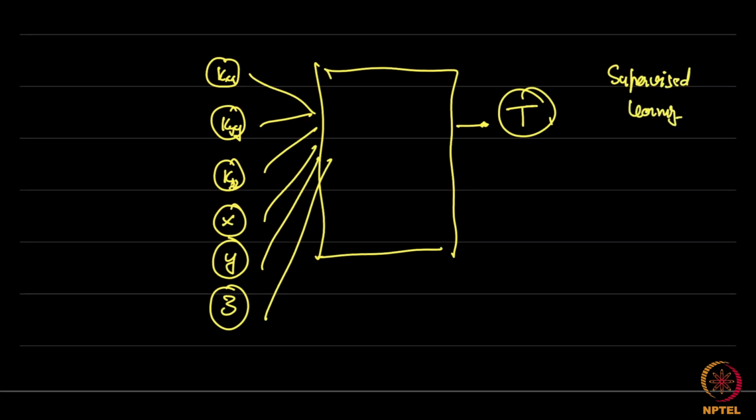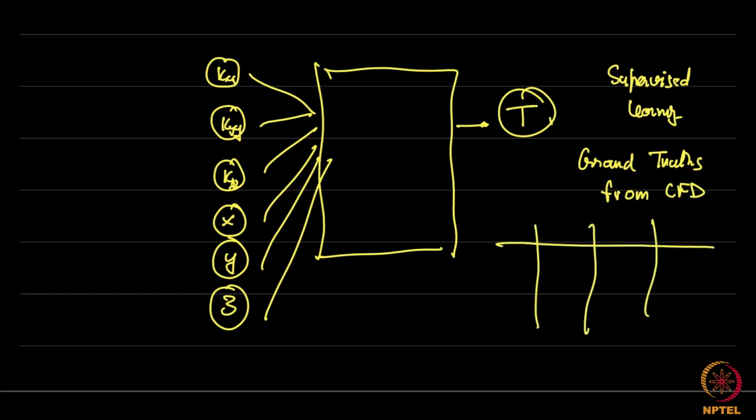The supervised learning is such that for a given KXX, KYY, KZZ, and multiple locations, you actually just need to do a CFD simulation. From the CFD simulation, take ground truths from CFD. So you make a table: fix one KXX, KYY, KZZ, take multiple XYZs, measure temperatures there, so that you get a huge data set of temperature versus KXX, KYY, KZZ, XYZ.